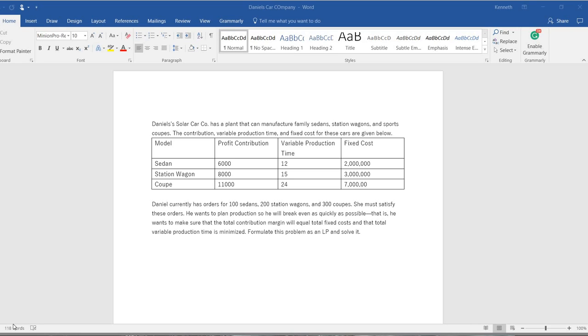Close. That's what we've been doing. But what do we get? How do we get our profit maximization? Define the equation, the objective function, right?